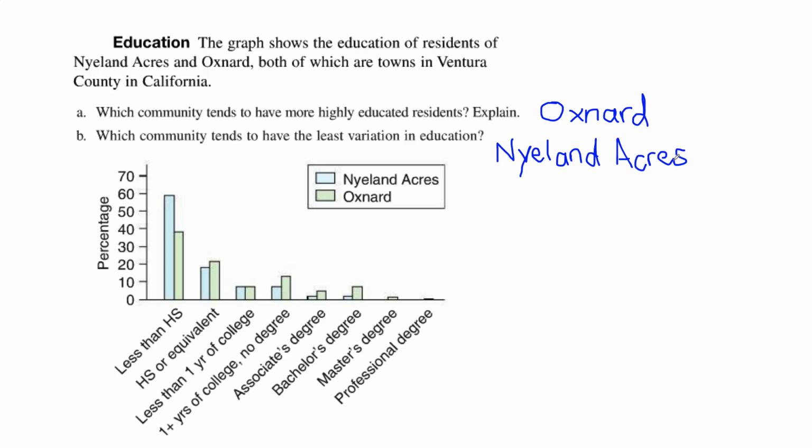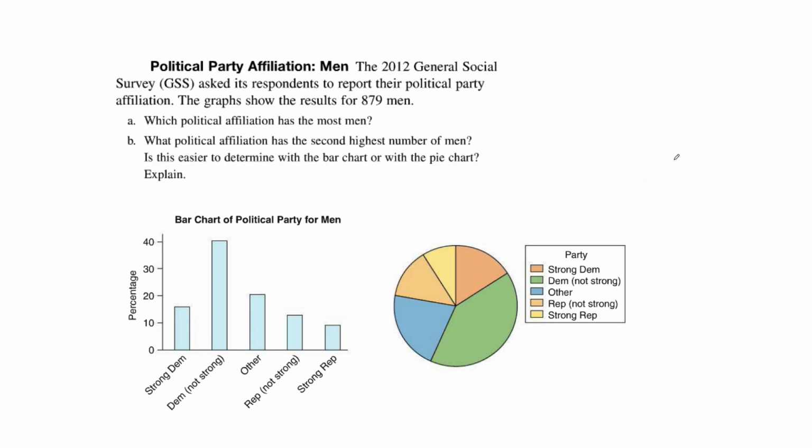All right, let's look at another example. The 2012 General Social Survey asked its respondents to report their political party affiliation. This graph shows the results for 879 men. Here we've got both the bar chart and a pie chart of the responses. So we can use either chart to answer our questions. The first question is, which political affiliation has the most men?